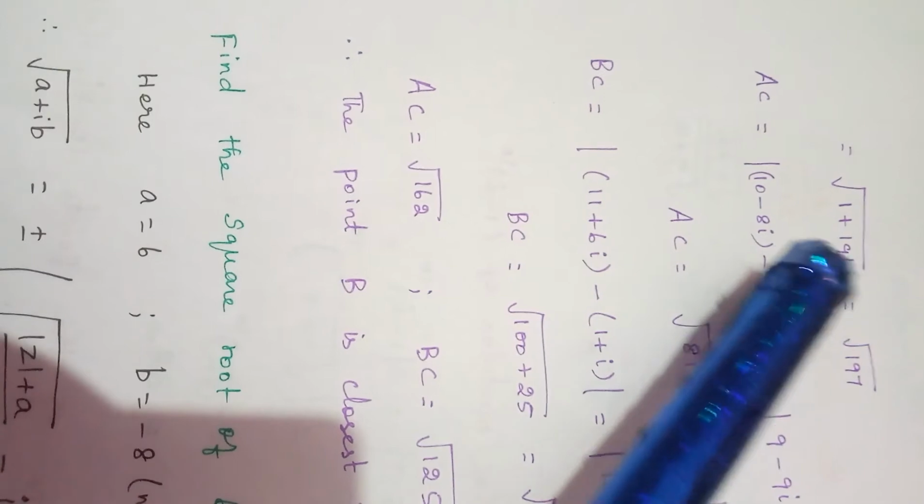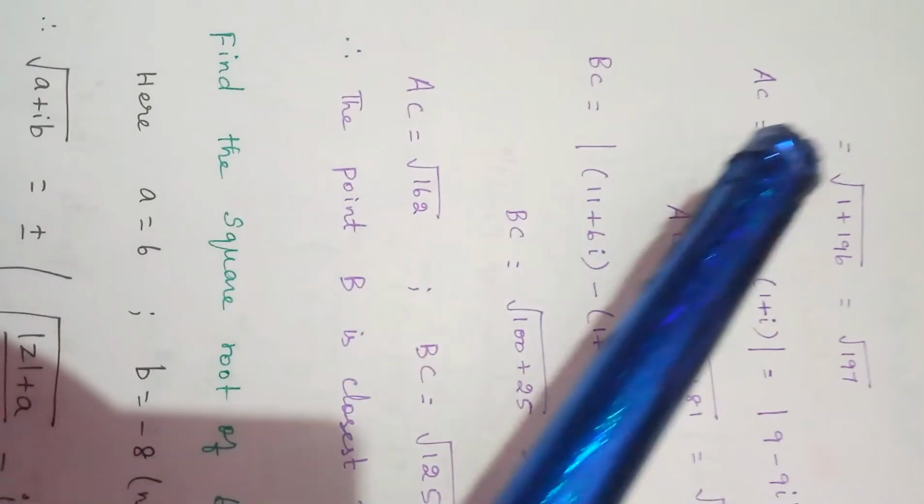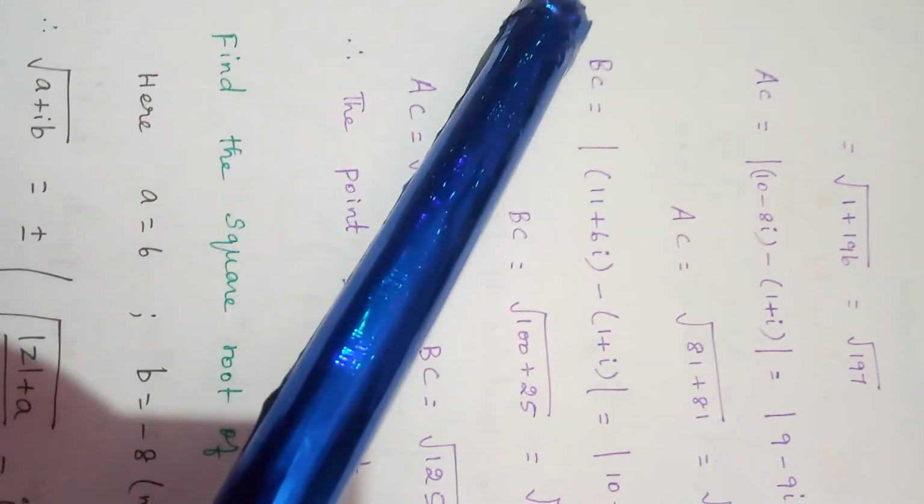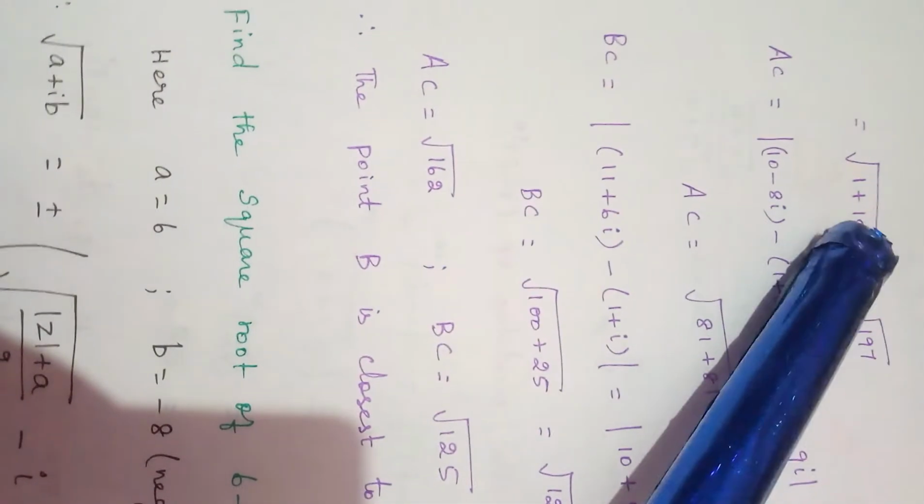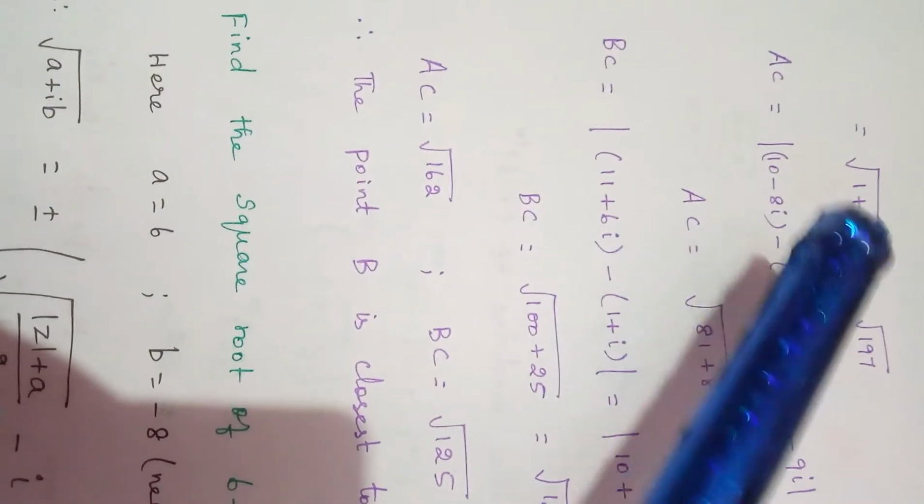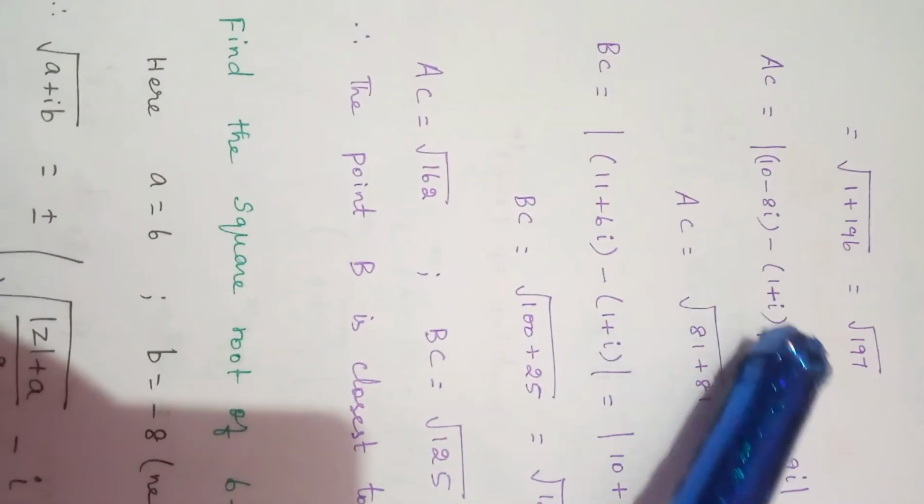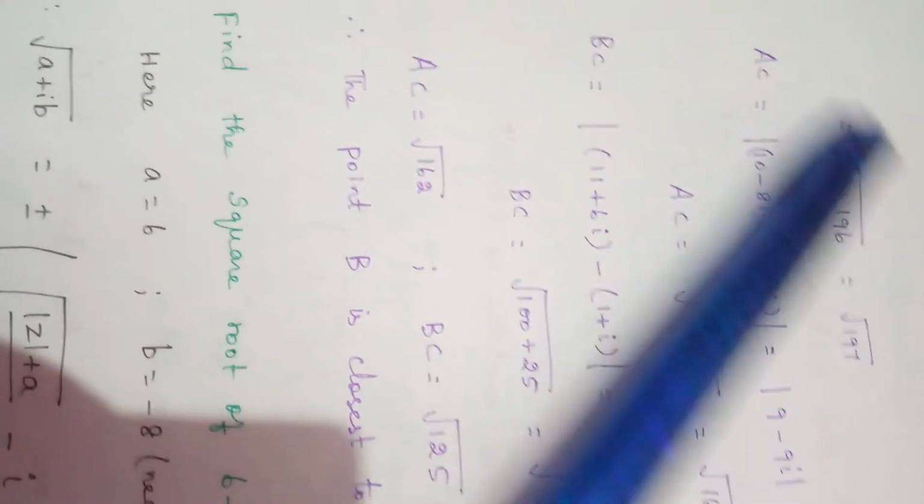If we calculate these two, we can easily say which point out of A and B is closer to C, right? Why did we find AB? Just to make you understand how to find the distance between two complex numbers, we have written here.